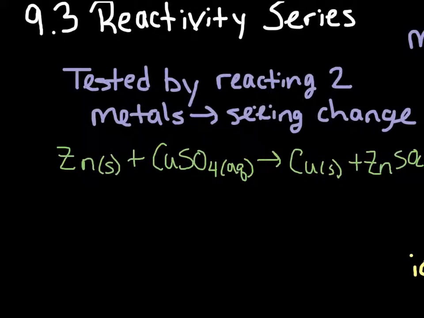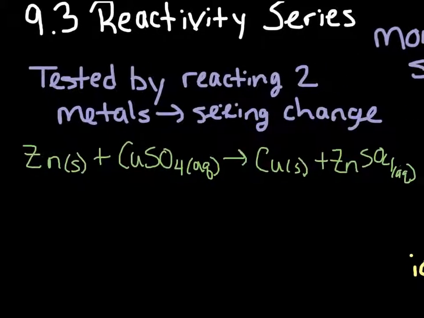This is tested by reacting two metals together and seeing if there's a change that occurs. And we tend to see that change in the formation of a precipitate in a single replacement reaction. There are three different types of reactions you can run: with an acid, with water, or single replacement. And IB tends to focus on the single replacement because then we can solidly identify if there is a precipitate that occurs.